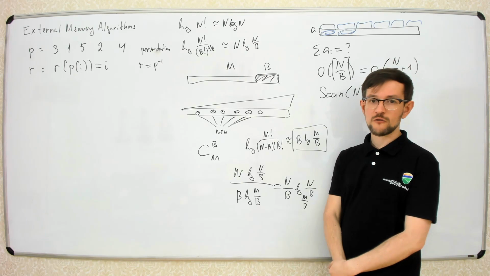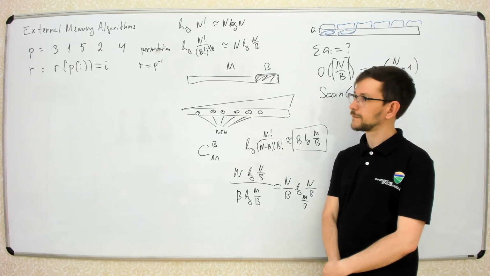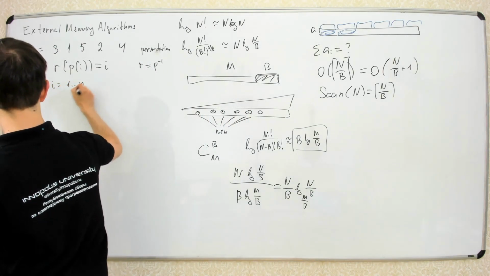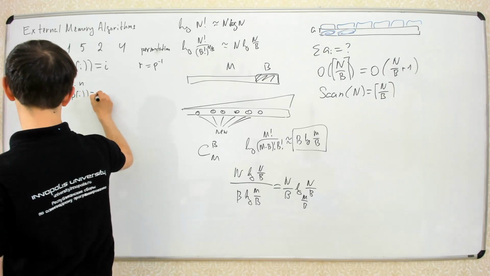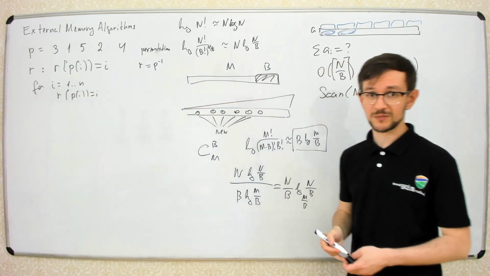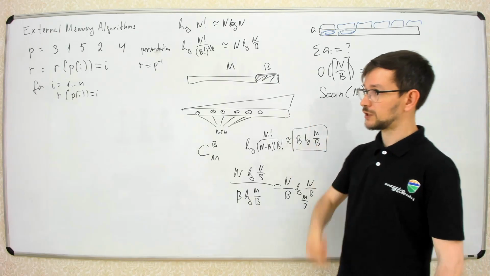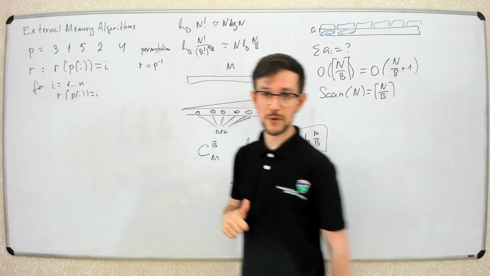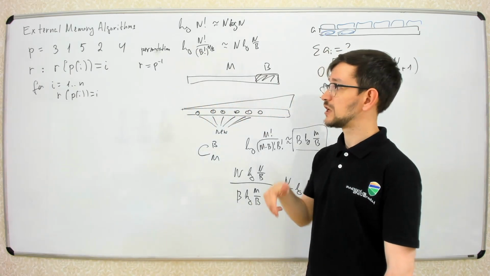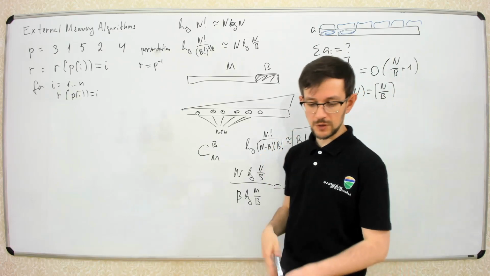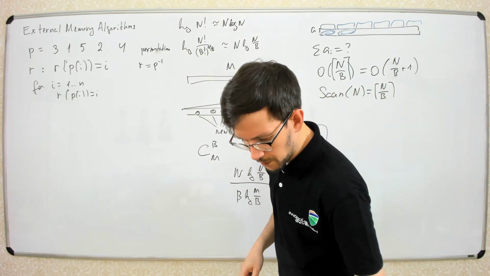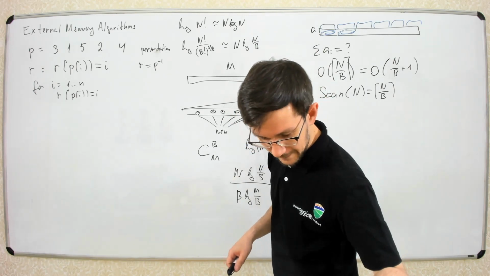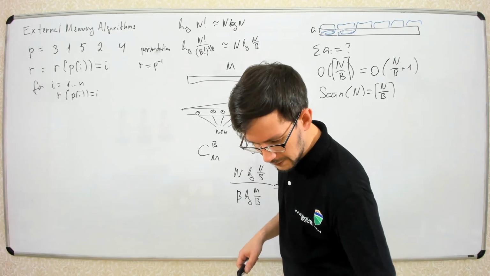Now again, if you have the RAM model, you have no problems, right? You just make: for i from 1 to n, R[P[i]] = i. That's how you make the reverse permutation in the RAM model. You cannot do it in the external memory model, because in the external memory model you cannot access a random element of array R. So you need to do something more interesting.